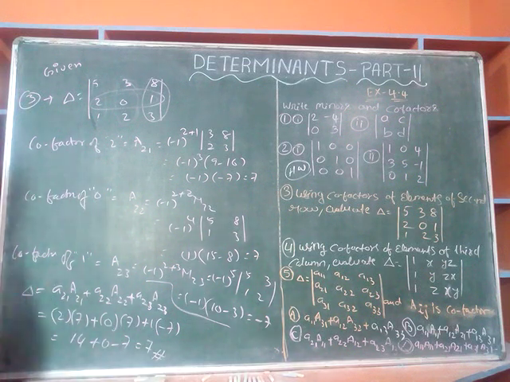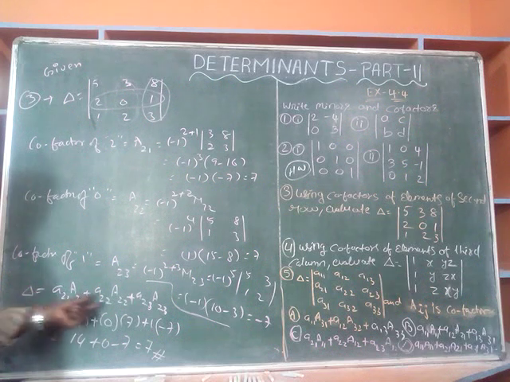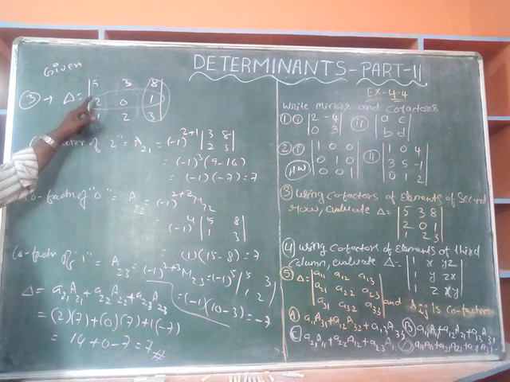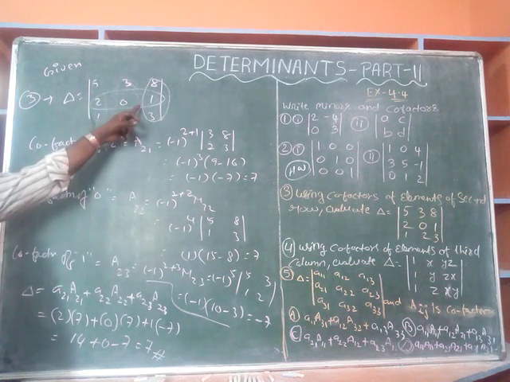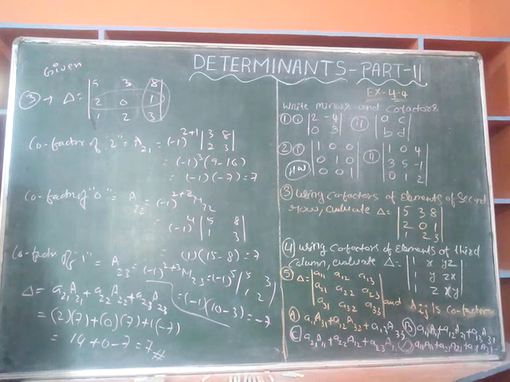Here this definition must be known. The definition itself is asked for 1 mark or 2 marks, so it is important. It means the sum of the elements multiplied by their corresponding cofactors. So it is 2, its cofactor is 7. 0, its cofactor is again 7. 1, its cofactor is minus 7. Like that we make the sum of products. The answer is 7.